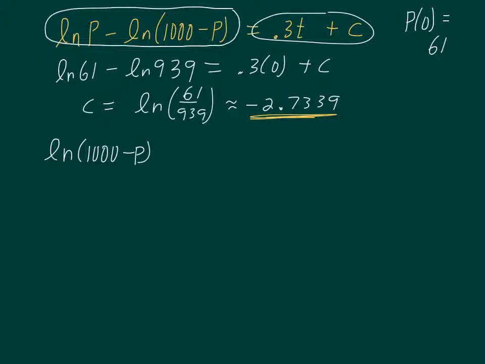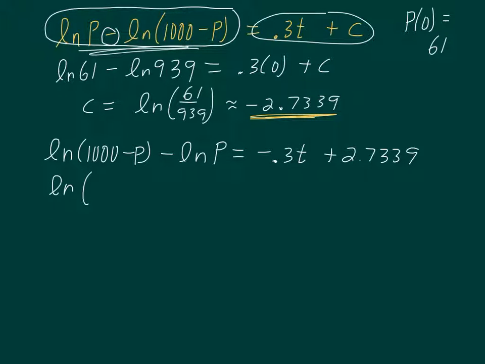So currently it's negative up here, so I'm going to multiply it by -1. So it becomes positive, and then I have a minus ln of P is equal to a minus 0.3T, and then I would end up with a positive 2.7339 for my C value. Again, I want to flip-flop these terms. You'll see why here, because now we're going to condense this. Okay, and then over here we're just going to copy this part over.